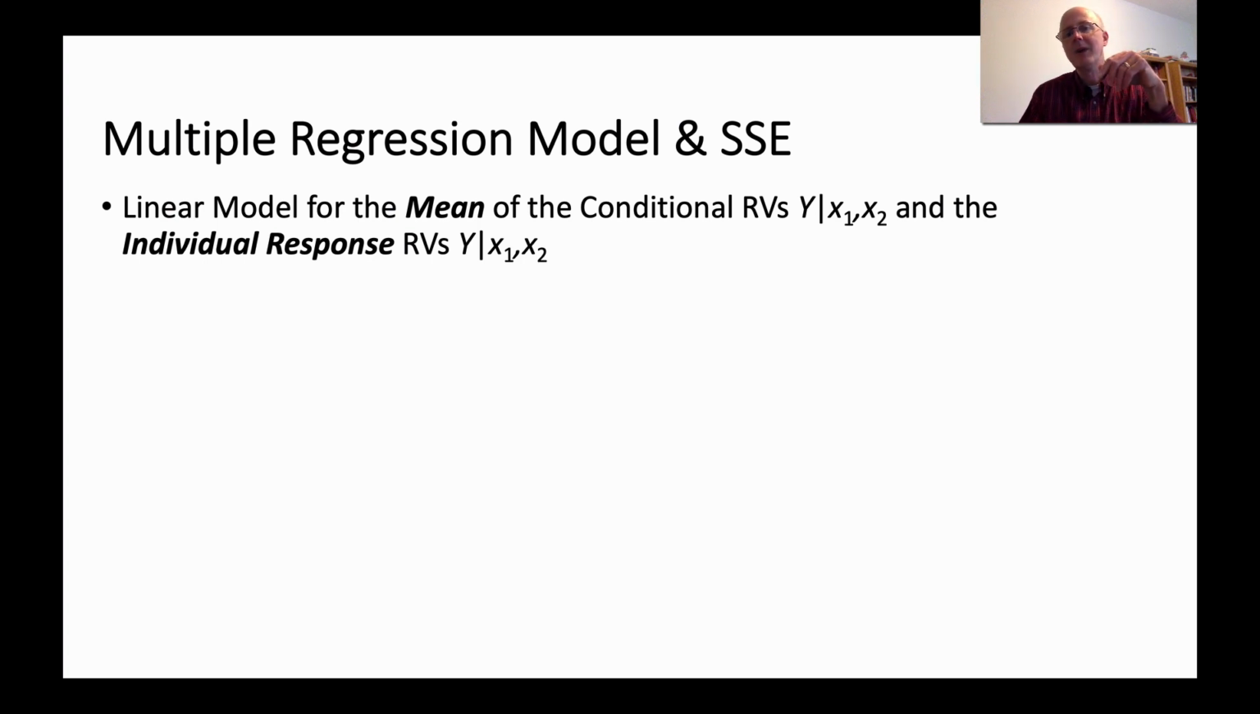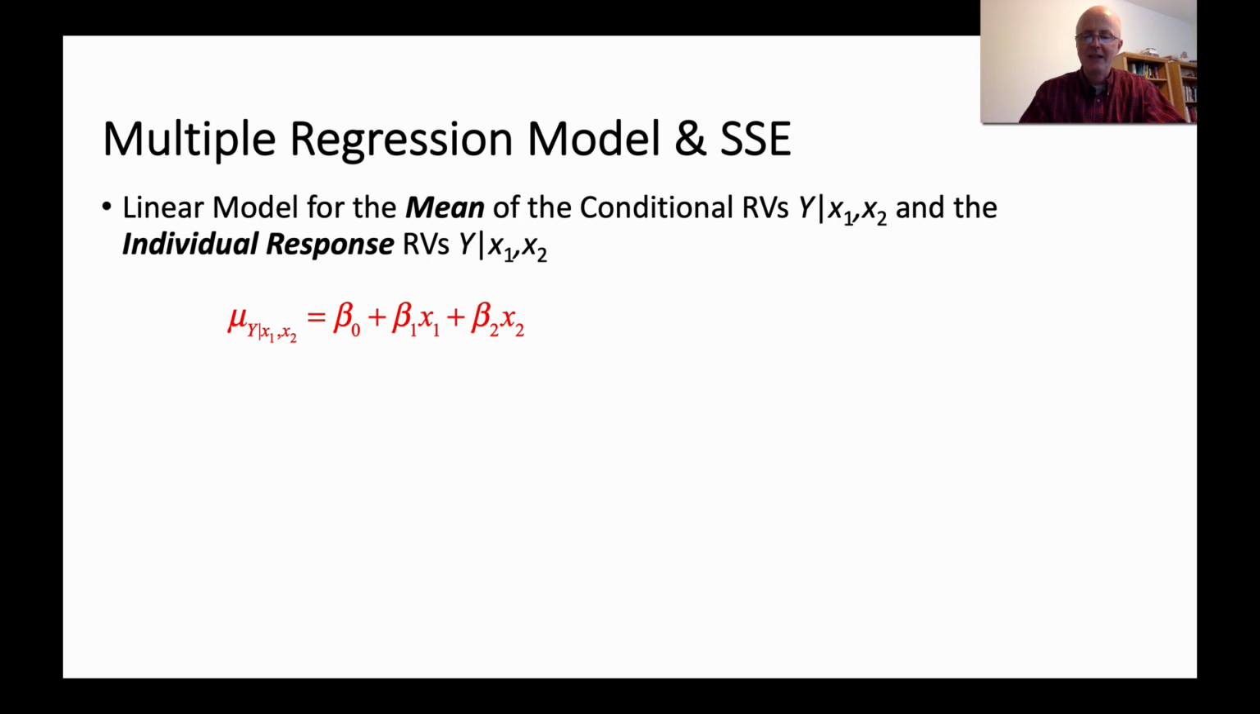Once again, we have a linear model for the mean, and also a linear model for the individual response, where we add on an error term. The mean is a deterministic linear function of x1 and x2, where beta 0, beta 1, and beta 2 are the unknown fixed parameters that we would like to estimate. But again, mu is the mean of this conditional random variable.